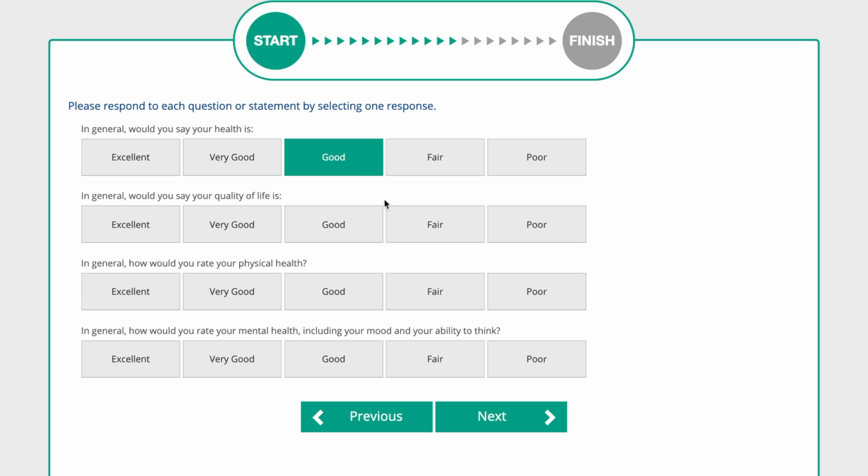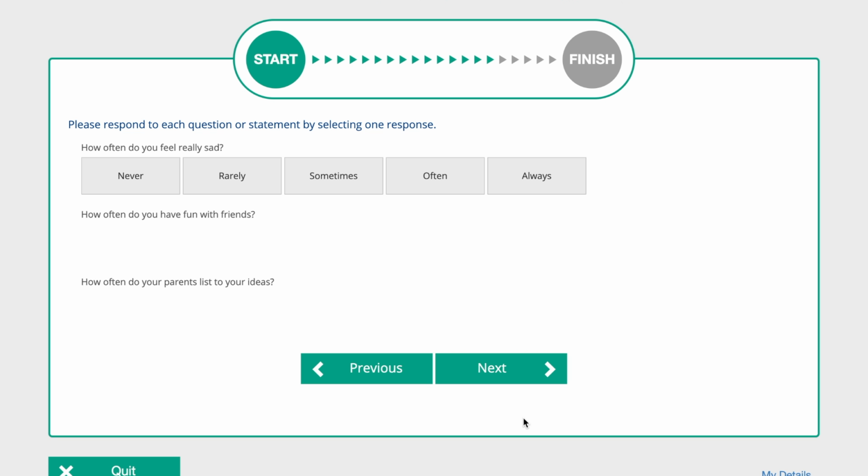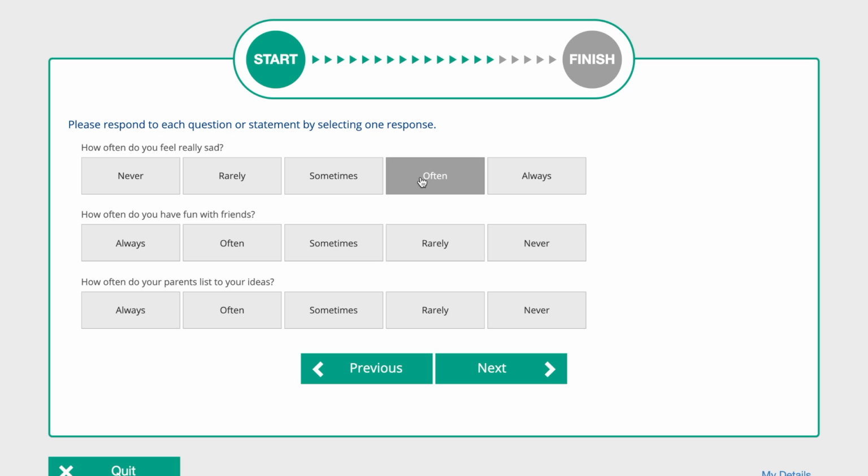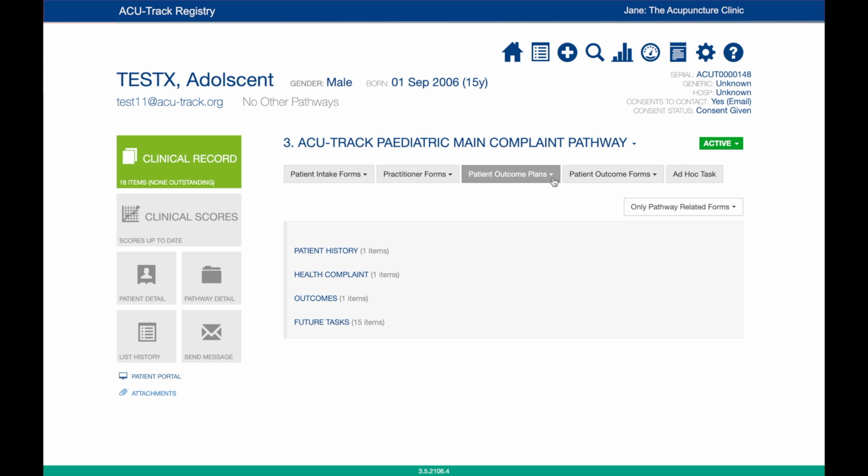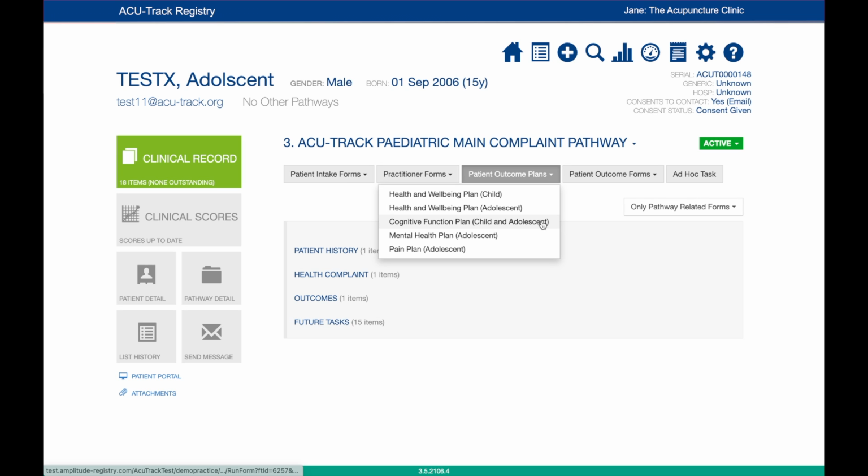The Adolescent's Health and Wellbeing Plan uses a general questionnaire to assess a teenager's overall physical health, mental health, and quality of life, including their social satisfaction, energy levels, sleep, and pain. We recommend you use this plan for all adolescent patients. You can then also initiate additional plans to monitor a more specific health complaint or symptom, such as the Cognitive Function Plan, Mental Health Plan, or Pain Plan.